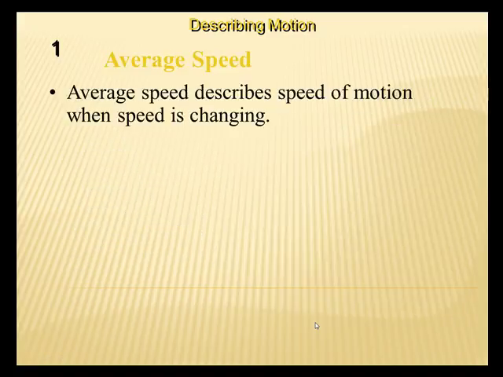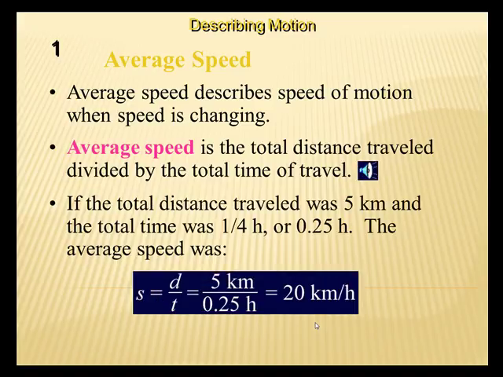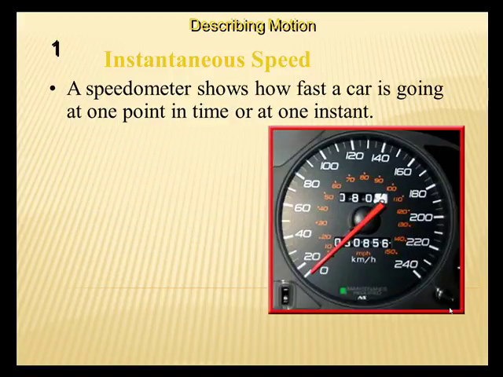Average speed describes the speed of motion when speed is constantly changing. So you take your total distance over the entire trip and you average it. And most of the time we talk about speed, we're talking about average speed rather than instantaneous speed.